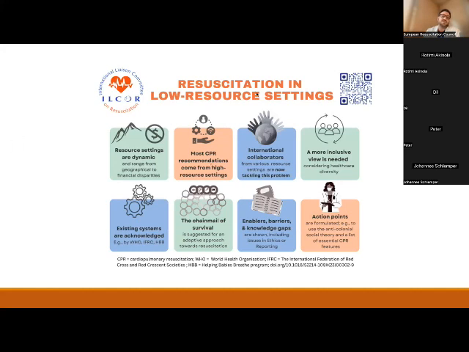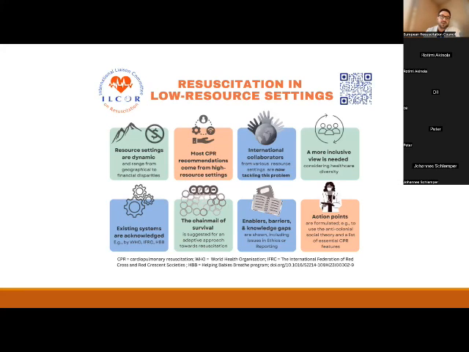We have tried to put together a working group, a writing group of international collaborators coming from all kinds of resource settings. This hasn't been optimal, of course, and we will try to optimize this in the future and have even more diversity in our working groups, writing groups.